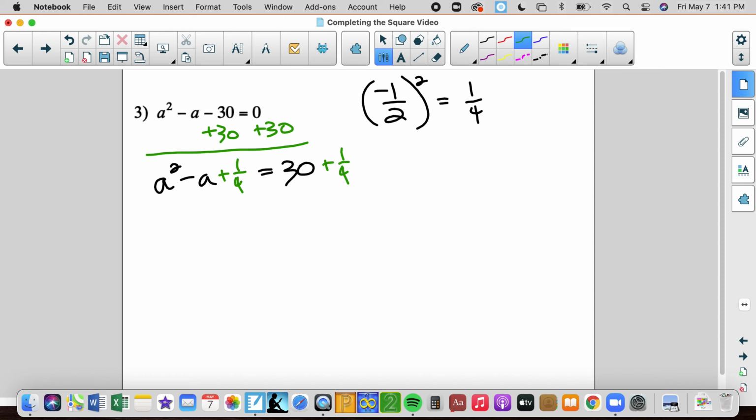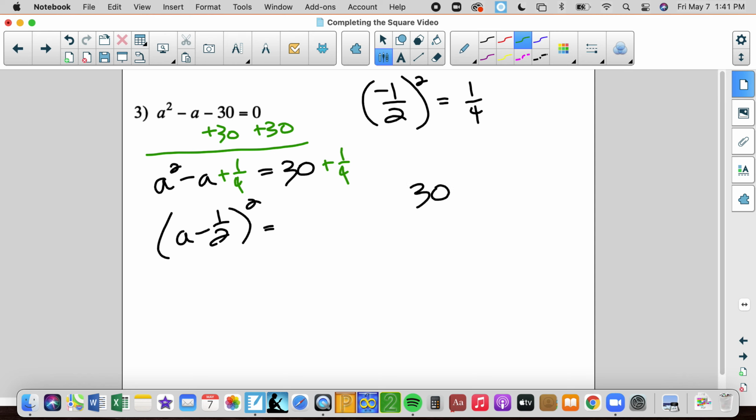Now this is a binomial square. How do I know? Because I completed the square. So I know that it's going to be a minus 1/2. Remember, this is always going to be that value. It's always going to be half of my b value. Quantity squared equals, now I got to add those two together.